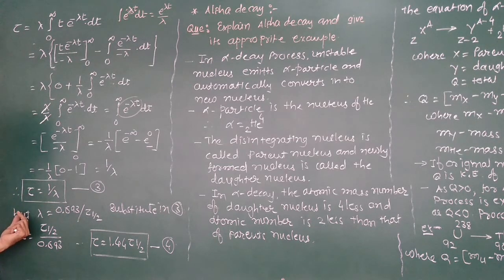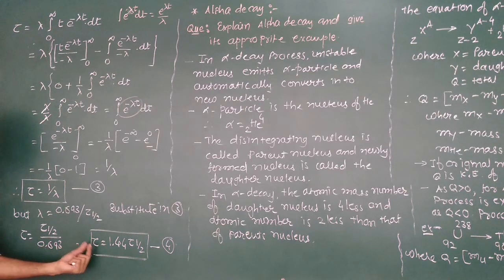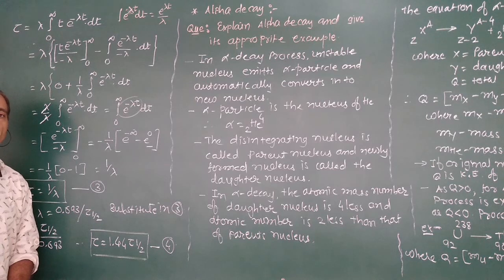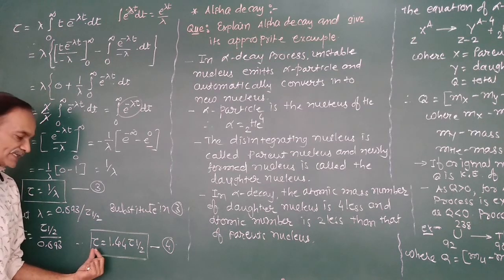Now we know that the decay constant lambda is equal to 0.693 upon tau half, because we already obtained tau half is equal to 0.693 upon lambda. We substitute the value of lambda in equation 3. Therefore, tau is equal to tau half upon 0.693. Therefore, tau is equal to 1 upon 0.693, which is 1.44 tau half. Therefore, tau is equal to 1.44 tau half. That is our equation 4, the relation between the average life and half-life.